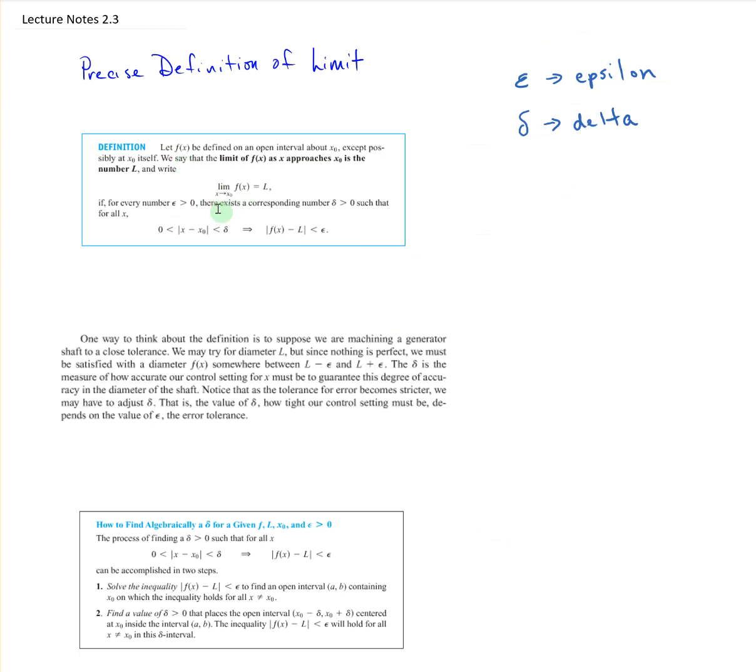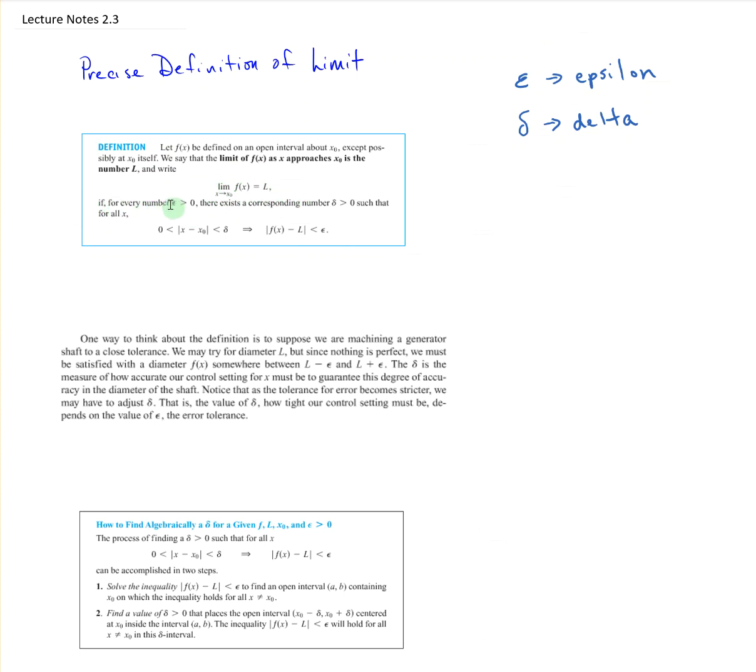So this definition of the limit, the precise definition, says let f of x be defined on an open interval about x sub 0, except possibly at x sub 0 itself. We say the limit of f of x as x approaches x sub 0 is the number L. And so that's that limit. Limit as x approaches a number of f of x is equal to L.